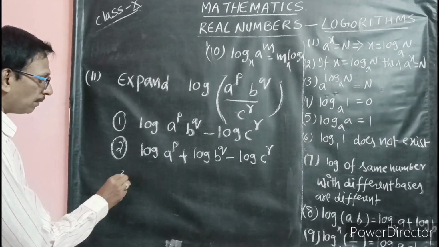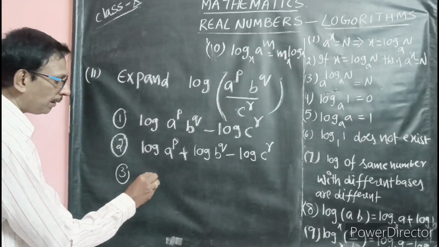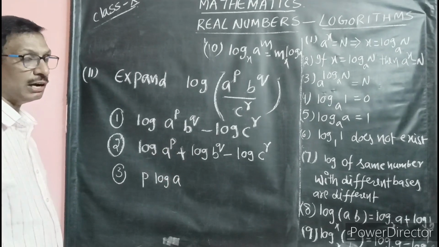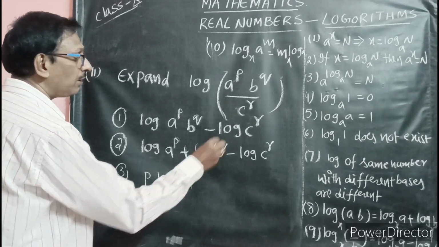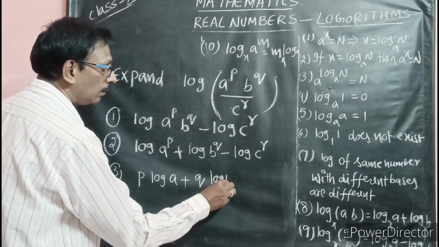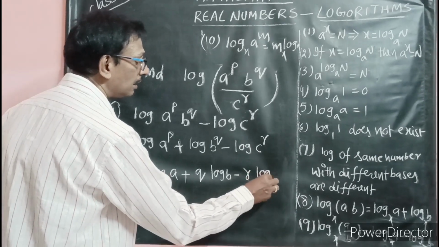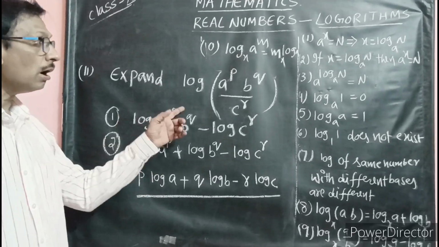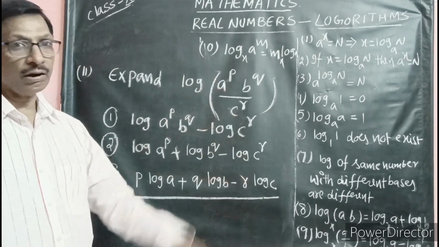దట్ ఈస్ థర్డ్ స్టెప్లో మనకి ఫైనల్గా ఇది లాగ్ ఏ పవర్ పి కాబట్టి ఇది పి లాగ్ ఏ కింద రాస్తాము సింపుల్గా. ఇక్కడ ఏ బేస్ రాయట్లేదు కాబట్టి ఇది 10 బేస్ కింద వర్కౌట్ చేయబడుతున్నది. అలాగే లాగ్ బి టు ద పవర్ ఆఫ్ క్యూ అంటే క్యూ లాగ్ బి కింద రాస్తాము. అలాగే లాగ్ సి టు ద పవర్ ఆఫ్ ఆర్ అంటే ఆర్ లాగ్ సి కింద రాస్తాము. సో దిస్ ఈజ్ కాల్డ్ యాజ్ ద ఎక్స్పాన్షన్ ఆఫ్ లాగ్ ఏ టు ద పవర్ ఆఫ్ పి, బి టు ద పవర్ ఆఫ్ క్యూ బై సి టు ద పవర్ ఆఫ్ ఆర్.